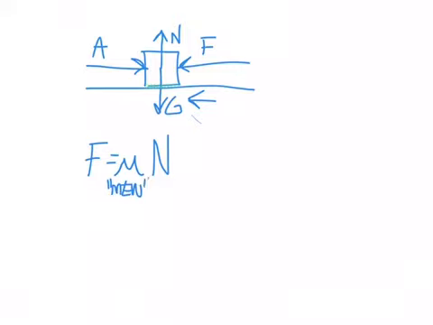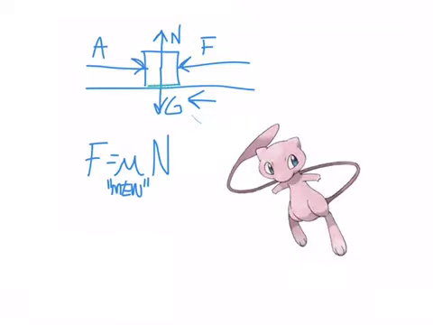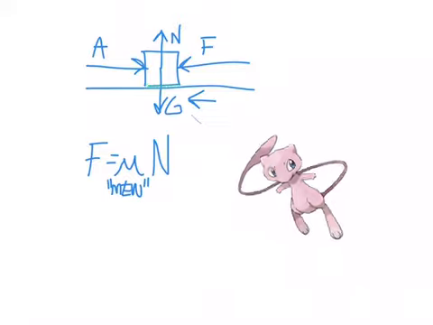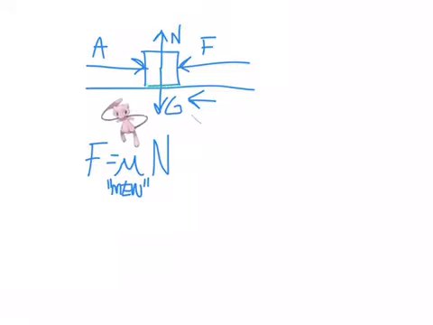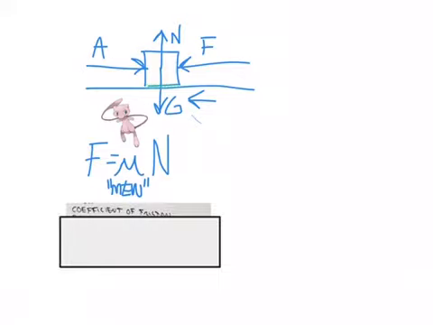I think they call it mu because it's not really sure if it's an M or a U. Or you can think of the Pokemon character Mew. So that little guy there is the Greek letter mu. So what is mu? Mu is the coefficient of friction.